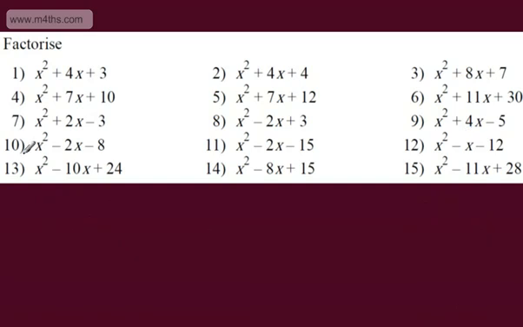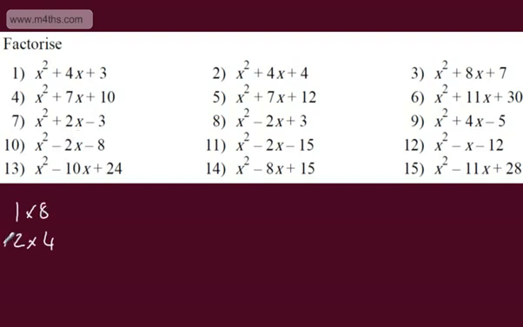Okay, let's look at this one. Two numbers that multiply to give negative 8 and add to give negative 2. Well, if we think about 1 times 8, 2 times 4, these are the factors of 8. We want, now, this is negative, so one of them's got to be negative.